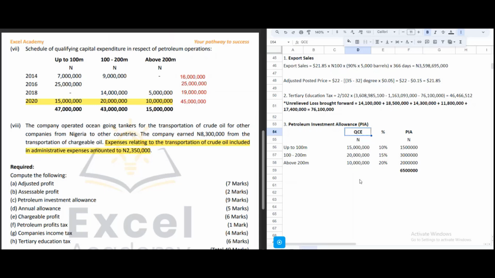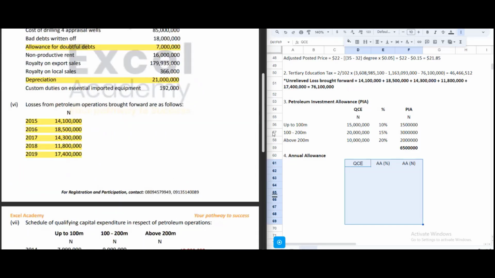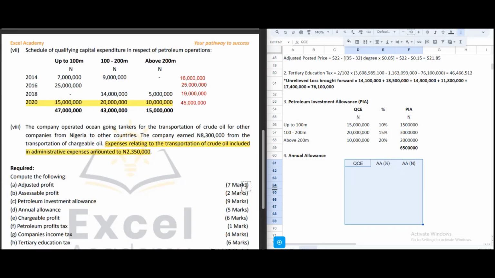Now we'll bring in our heading for workings for annual allowance. So we have our QC, our annual allowance in percentage, and the annual allowance in value. So our QC for 2014 now, here they didn't tell us the annual allowance rate, so we are supposed to know that one. Our first one is 20%.